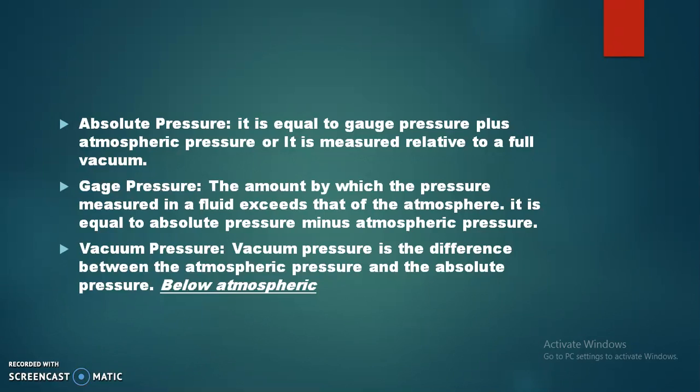Now the gauge pressure: the amount by which the pressure measured in a fluid exceeds that of the atmosphere is known as gauge pressure. Gauge pressure means the pressure exceeds the atmospheric pressure, and any pressure above the atmospheric pressure is known as gauge pressure. Then what is vacuum pressure? Any pressure below the atmospheric pressure is known as vacuum pressure.